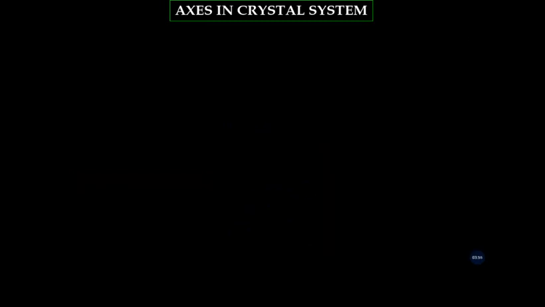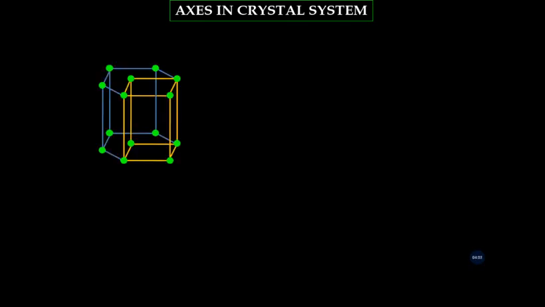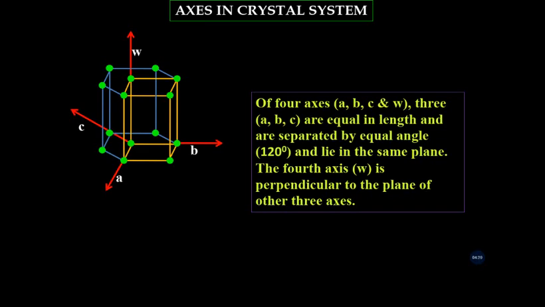Then the next one is the hexagonal crystal system. The hexagonal crystal system is referred to 3 crystallographic axes which intersect at 120 degrees, and the 4th axis is usually depicted vertically. It means the 4th axis intersects the other 3 axes at a right angle, like this. Of the 4 axes A, B, C and W, 3, that is A, B, C, are equal in length and are separated by an equal angle of 120 degrees and lie in the same plane, while the 4th axis W is perpendicular to the plane of the other 3 axes.